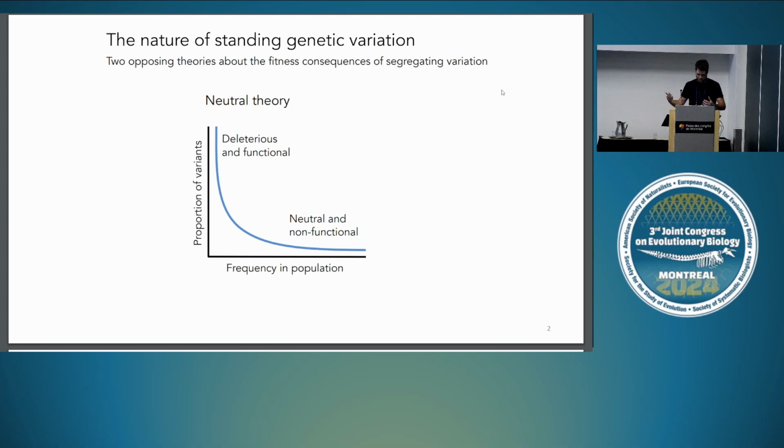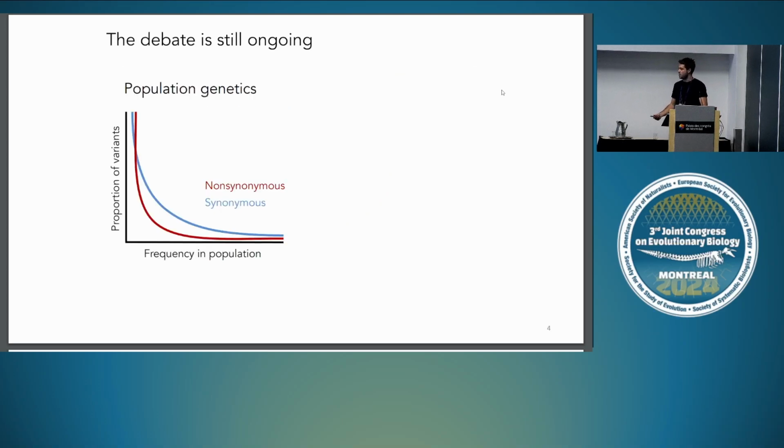This is kind of the null model, and the alternative hypothesis proposed by Dobzhansky in the 1950s is balance theory, where a substantial fraction of these common variants actually have a fitness effect, and are maintained at high frequency without reaching fixation due to some balancing selection mechanisms, such as, for example, local adaptation. The debate is still ongoing in part because of limitations with the data that we currently have.